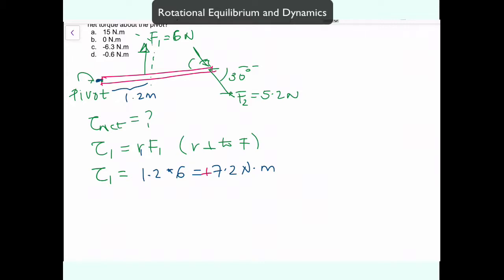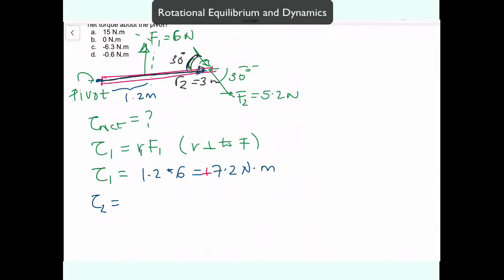Then you go ahead and find torque 2. If there is an angle between the force and R, the lever arm for R2 is going to be this distance. Let me use the black color. So this is R2, which is literally 3 meters, and there is an angle between R2 and the line of action of the force, which is 30 degrees.